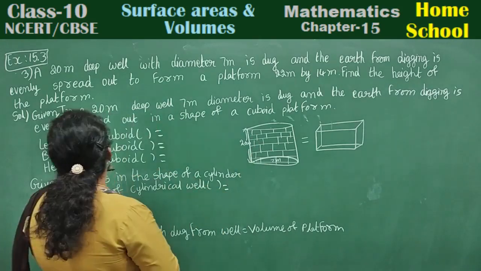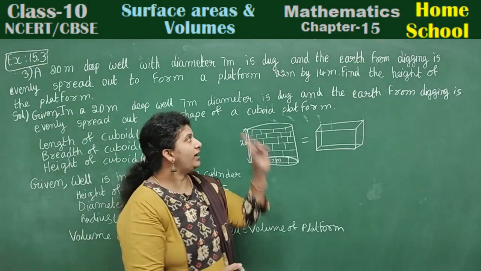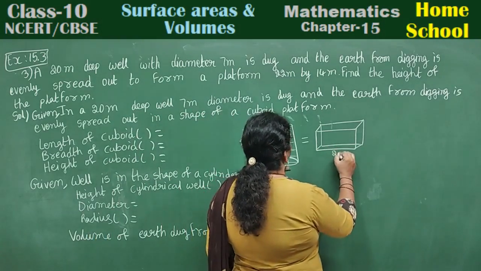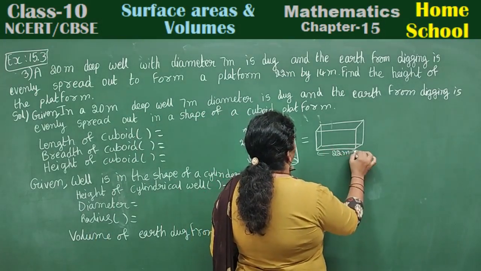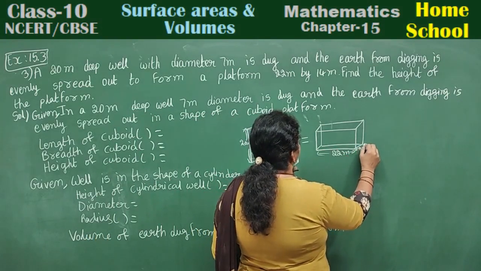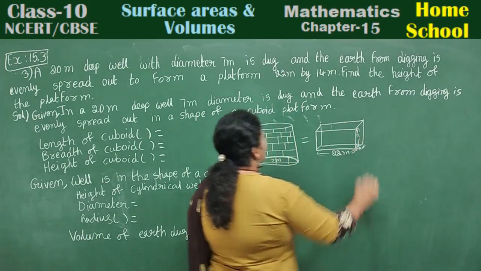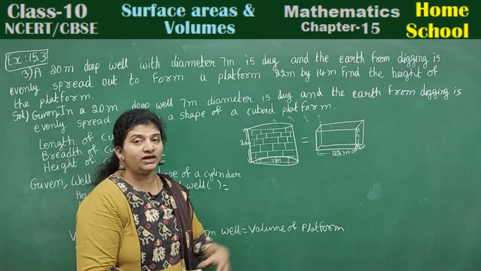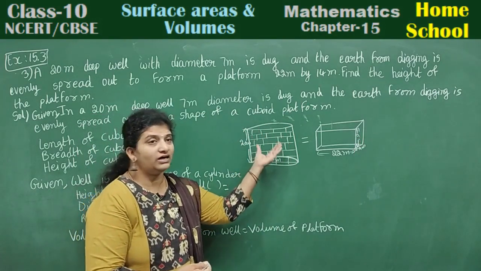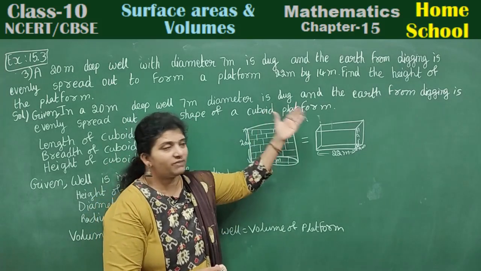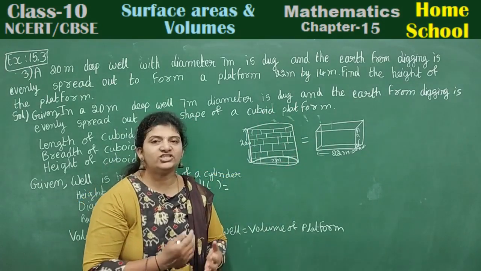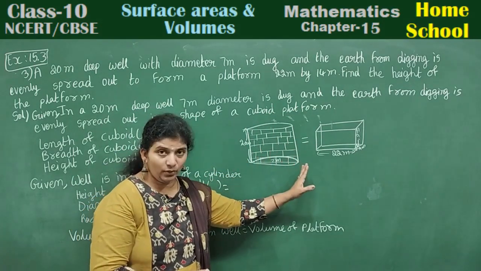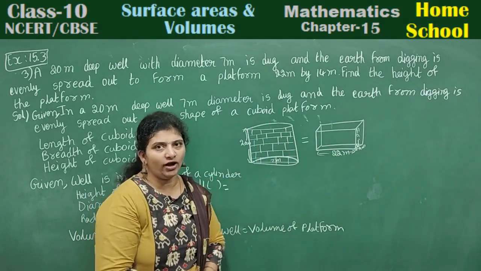Find the height of the platform. Two dimensions are given, we need to calculate the height. Let us imagine the length of the cuboid is 22 meters and the breadth of the cuboid is 14 meters. We have to calculate the height of the cuboid. How much height is this platform made? How did we get the platform? By digging the well, the earth taken from this well is made to form a platform. Imagine, children, how we are going to solve this problem. Volume of a cylinder is equal to volume of a cuboid. Right?